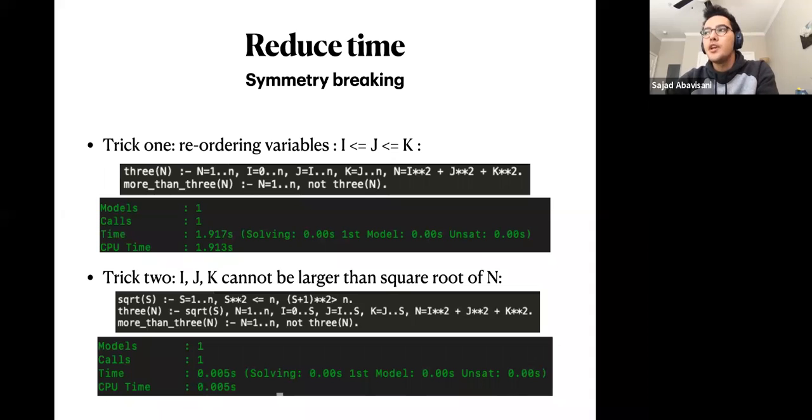So, conclusion: if it seems hard to solve a problem with Clingo or answer set programming, maybe we can use these kinds of tricks and reduce that, because we don't need all those unnecessary facts to be grounded.